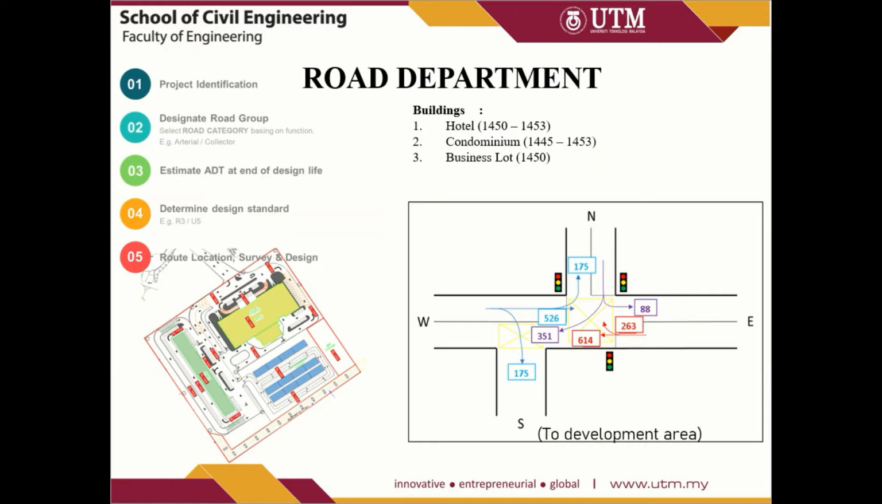The area consists of three buildings which are hotel, condominium and business lot. The proposed level calculated from IDP1 previously for hotel is 1450 to 1453, condominium 1445 to 1453 and business lot 1450, as we can see from the figure on the left. From the figure on the right is the results calculated that shows there will be three different phases for the traffic signal from east, west and north, which is the purple color, the blue color and the red one.